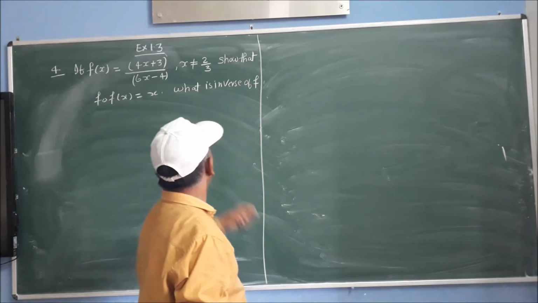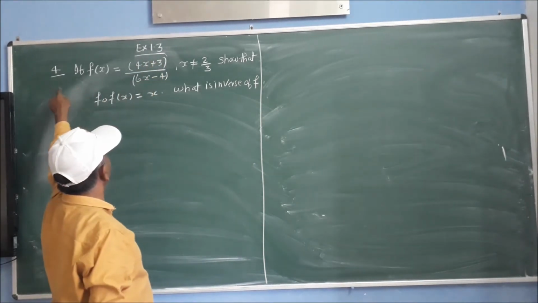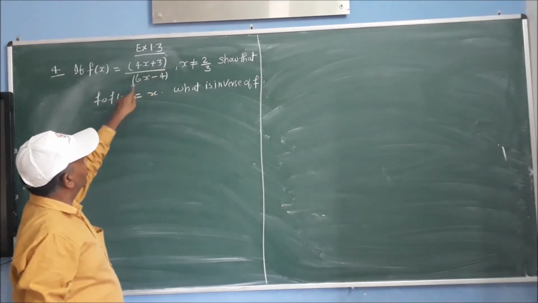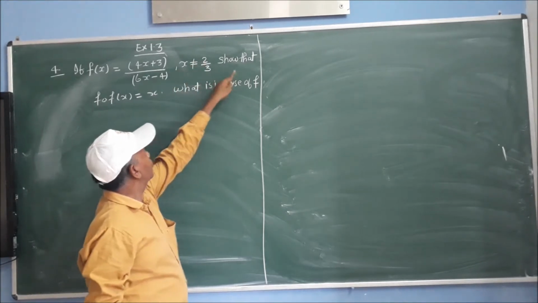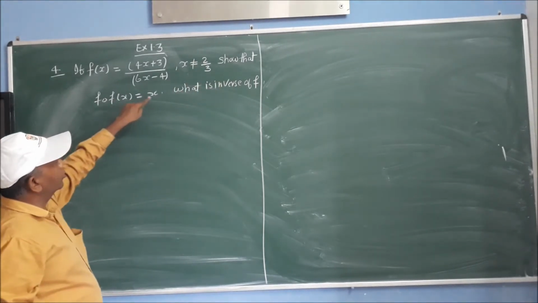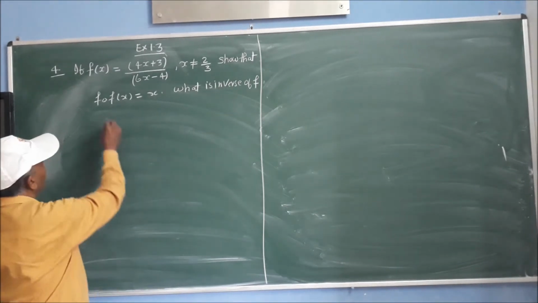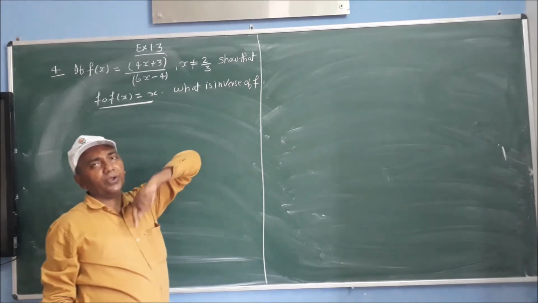Today's topic is the solution of exercise 1.3. Here is question number 4 for you. If f(x) is equal to (4x plus 3) upon (6x minus 4), x not equal to 2 by 3, then show that f(f(x)) is equal to x. What is the inverse of f? Here we have to prove this result first, and after that we have to calculate the inverse of f.